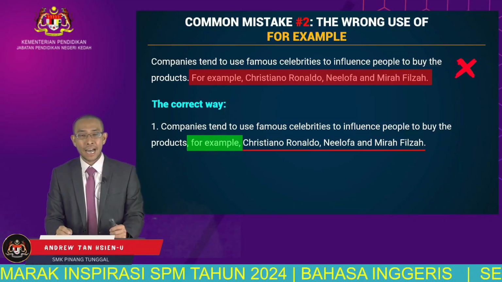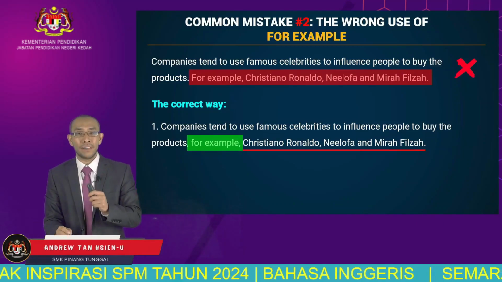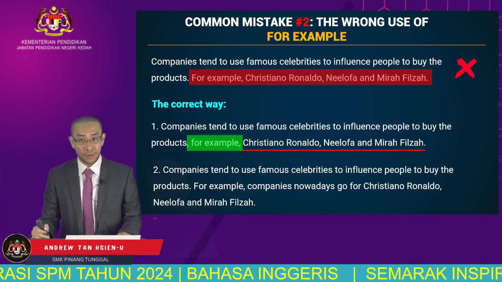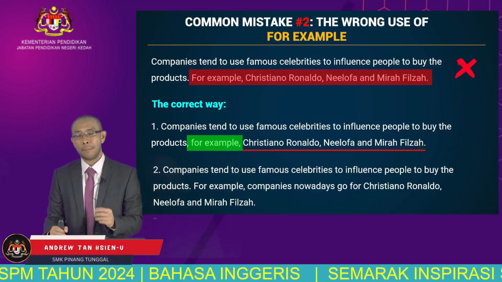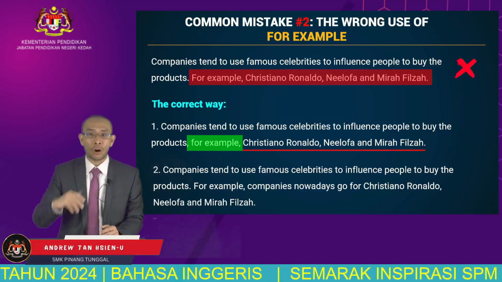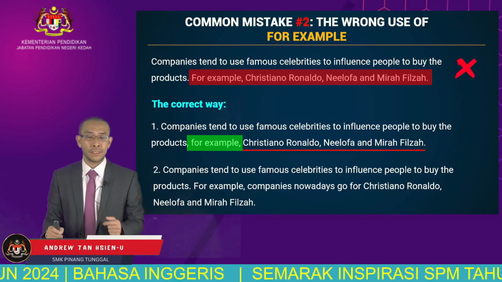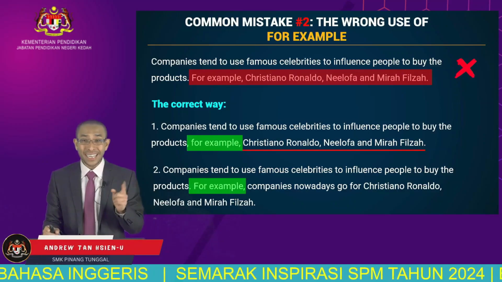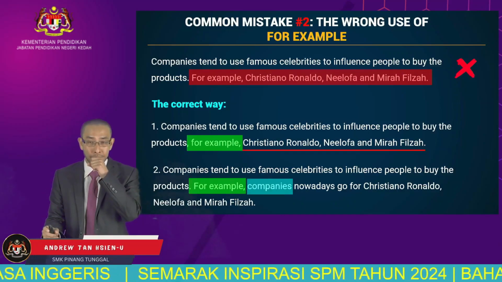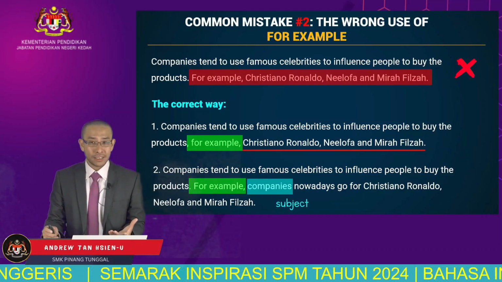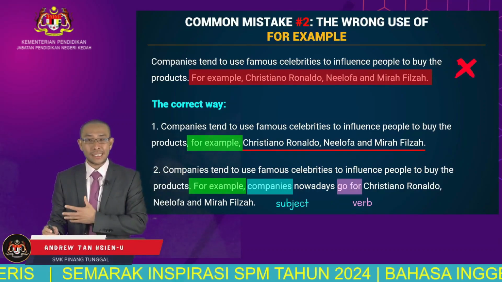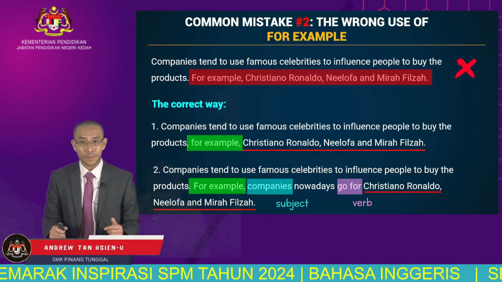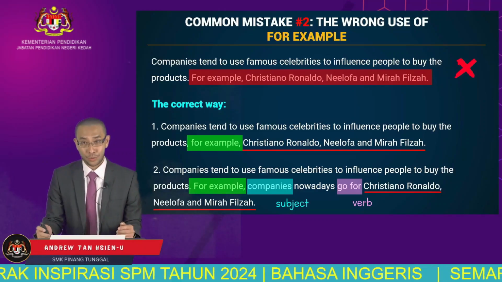All right? Now, if you want to use, for example, at the beginning of the sentence, you can. You can write it like this. Companies tend to use famous celebrities to influence people to buy the products. For example, companies nowadays go for Cristiano Ronaldo, Nilofa, and Mira Filza. So you see, I've placed, for example, at the beginning of the second sentence. But to make the sentence complete, I need to have a new subject and a new verb instead of just simply listing it down. Once I've done that, I can go ahead and list down the celebrities. Right? Feel free to take a screenshot if you need to.